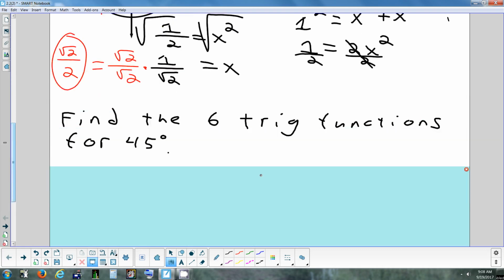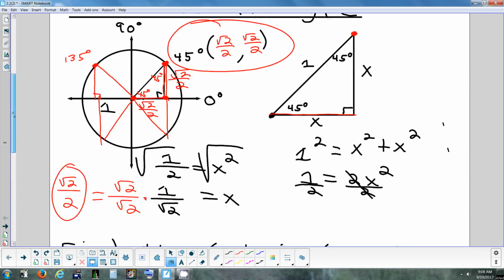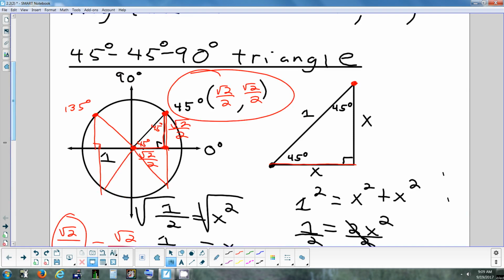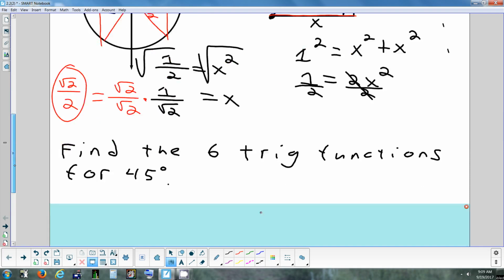So let's find the 6 trig functions of 45 degrees. So Faith, anytime I want to do unit circle trig, it's great that they gave me the angle, but I've got to have the coordinate for that angle. So the first thing I would do if I wasn't sure is I'd make a sketch. I'd put 45, and then I'd try to remember what the coordinate is. Okay, you've got to memorize that. It's root 2 over 2, root 2 over 2.